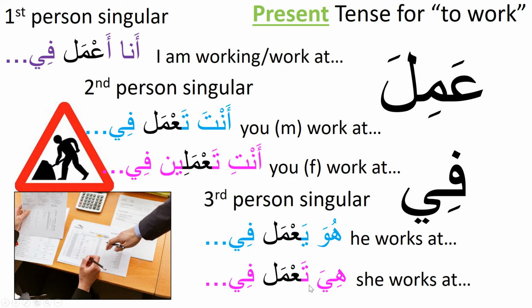If you wanted to talk about your mom, maybe your mom is a medical doctor: هي تعمل طبيبة. She works as a doctor. Let's say you want to talk about your dad: هو يعمل, he works, and then you would have whatever his profession is. Let's say he's an engineer: مهندس. هو يعمل مهندس.